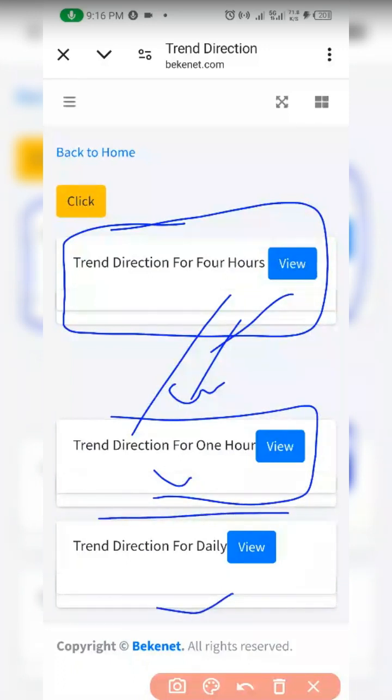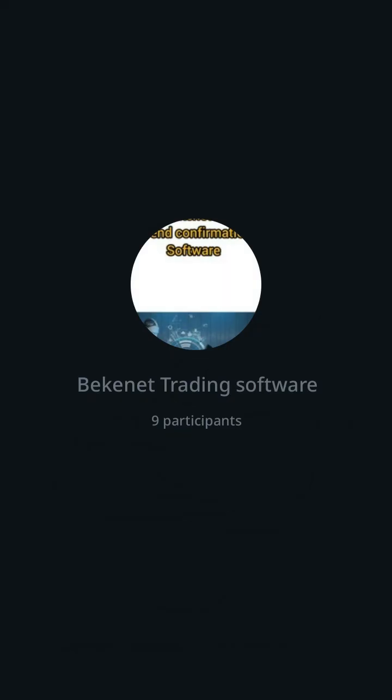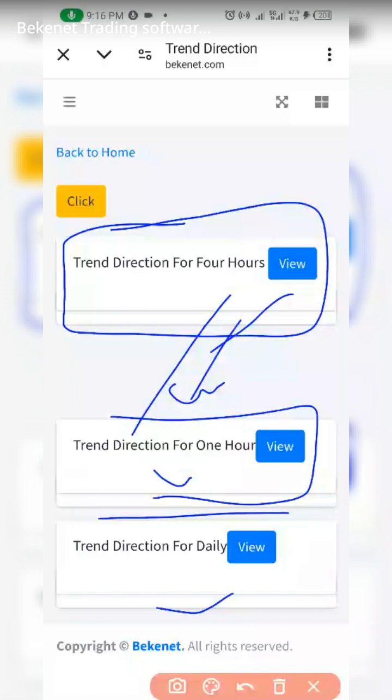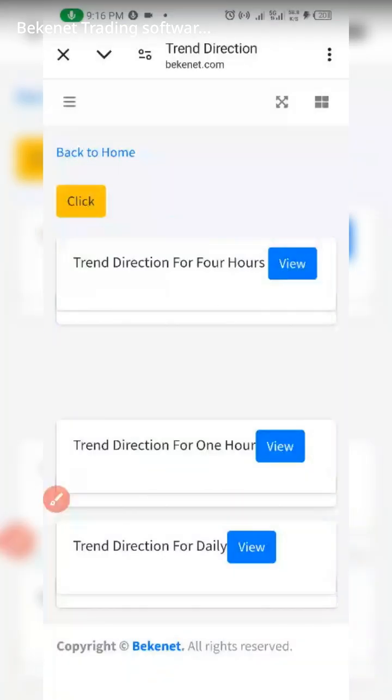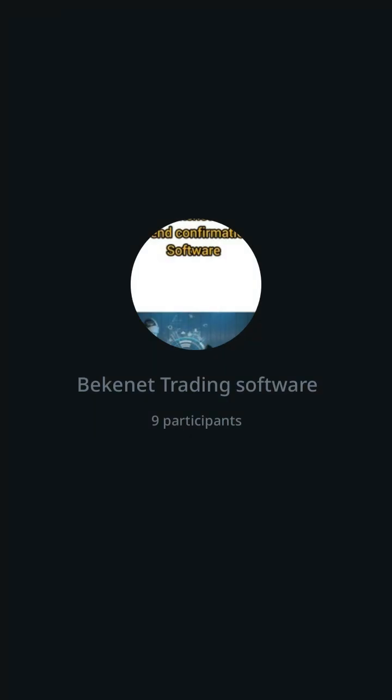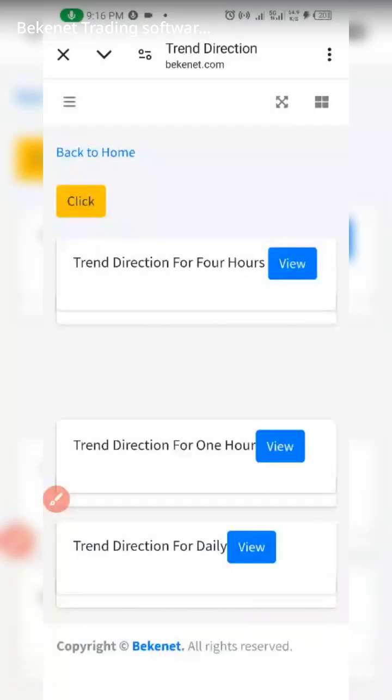Why daily? It might be in a bearish move. So each time frame has its own trend direction. Depending on the one you spot, that is where you can take a trade and kill the market from that point. So what I'm going to start with now, let's use 4 hours. Let's see what is happening on 4 hours.